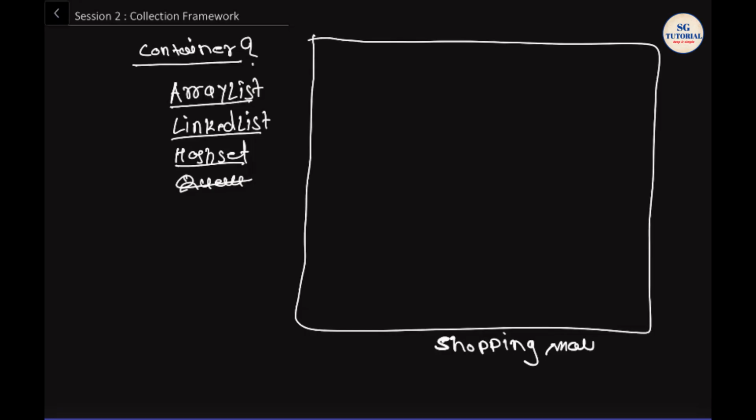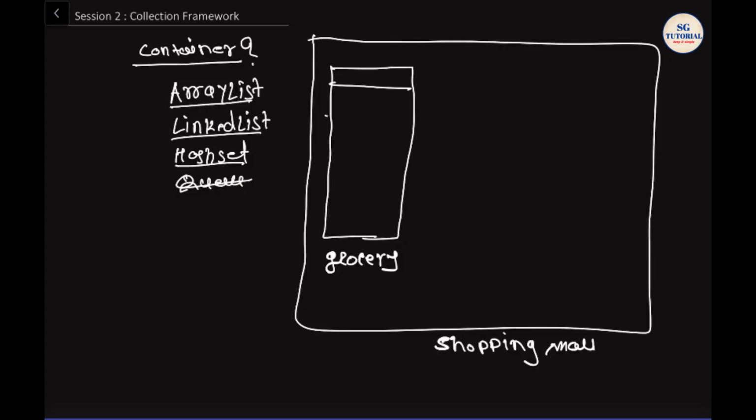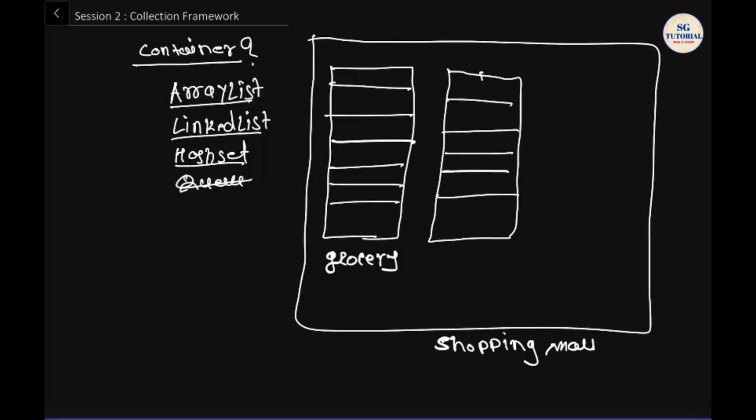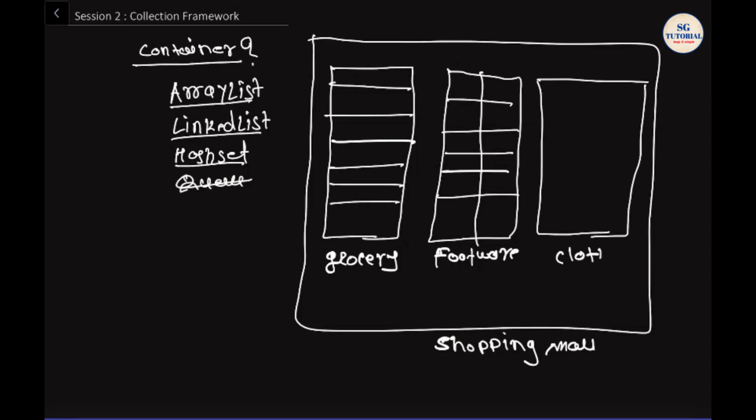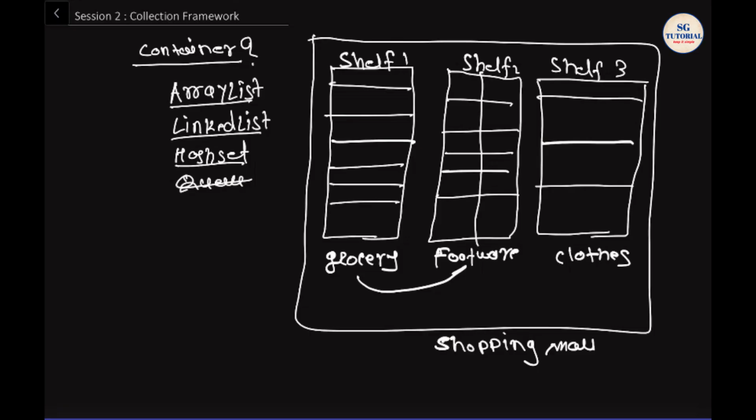Inside the shopping mall, you find different types of containers or shelves. One shelf is used to store a grocery, right? Another shelf is used to store a footwear. And one shelf is used to store a clothes. Right? And we don't store grocery into the footwear shelf or clothes into the grocery shelf, right?